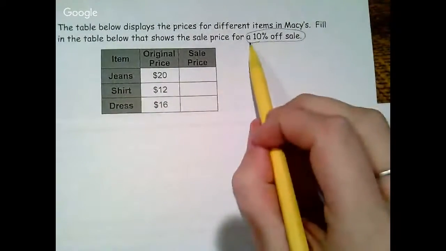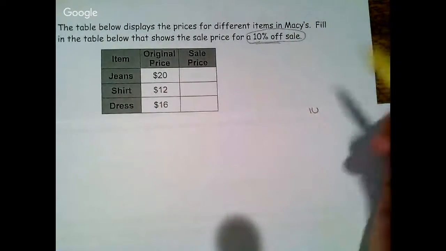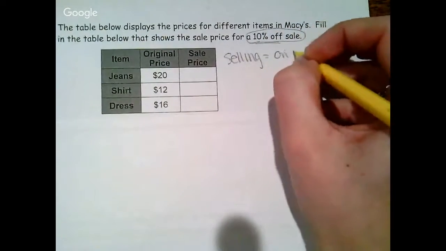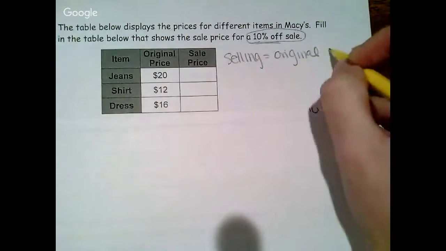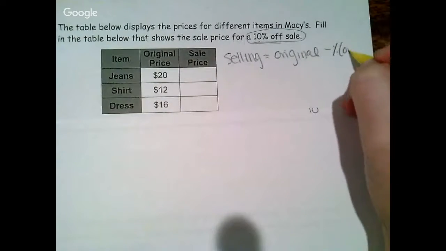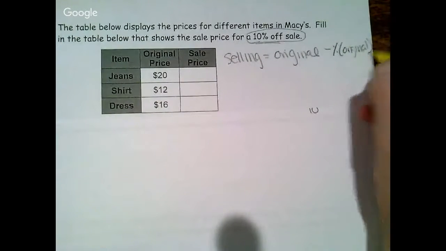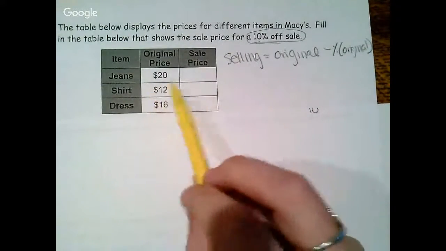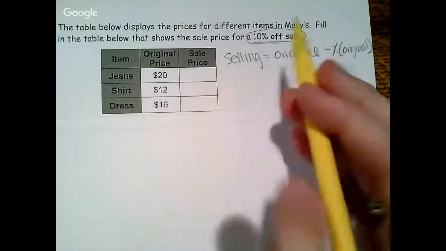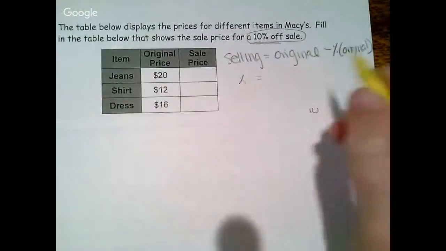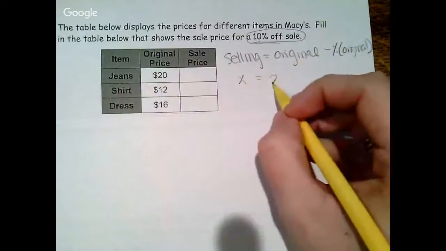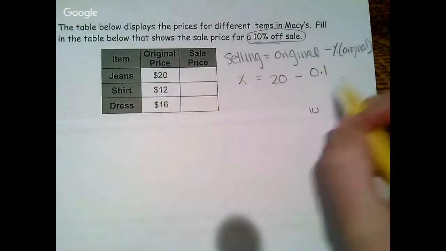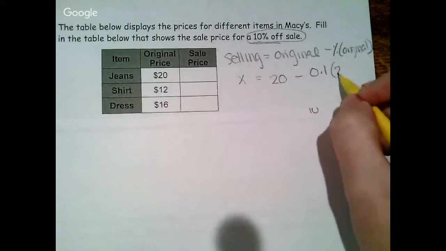So for when I got these, when I saw it was a percentage off, I know I had to use the discount formula. And that is, remember, the selling equals the original minus the percent times the original. Right? We're subtracting that original from it. So here, I don't know what the selling price or the sale price is. So that's my X. And that equals, for my jeans, my original price is 20 minus 10%. I know this is always going to be 0.1 because that's 10% times 20.